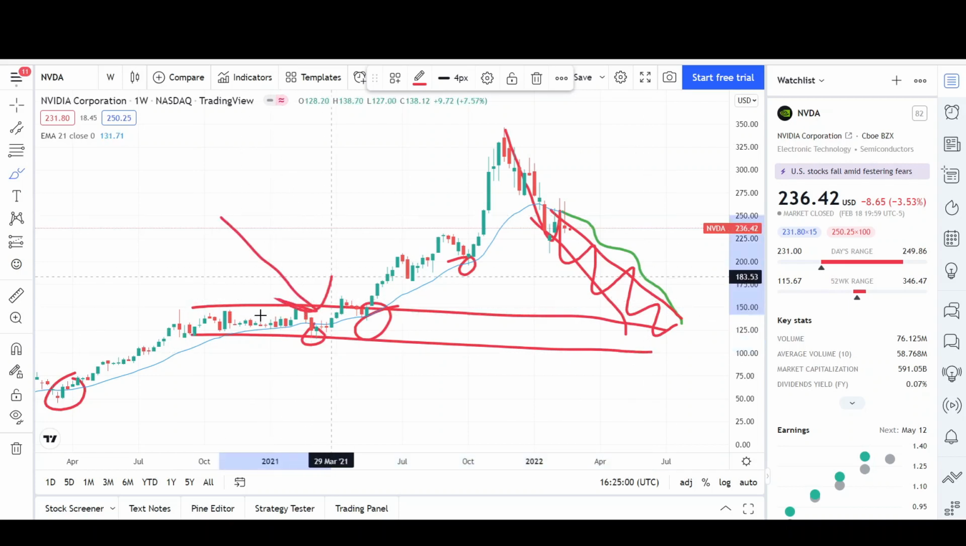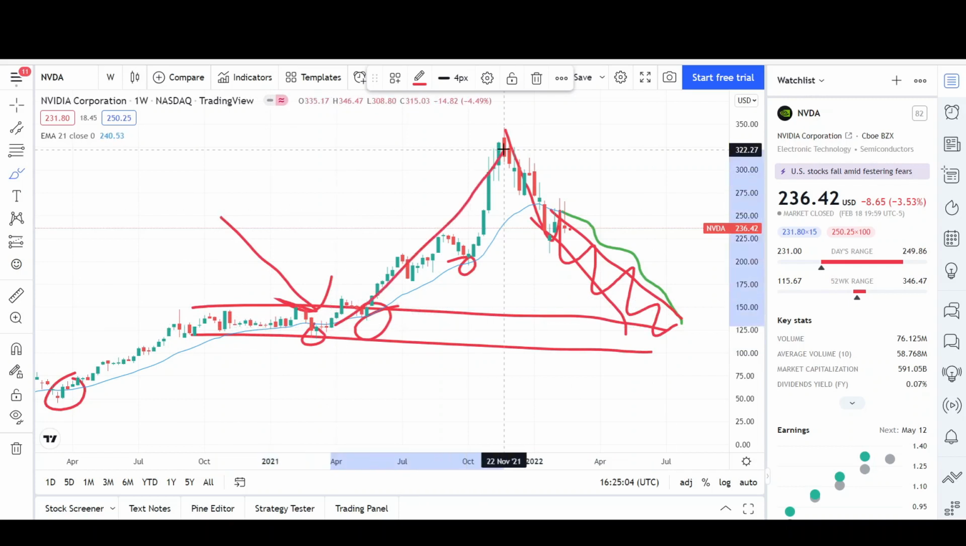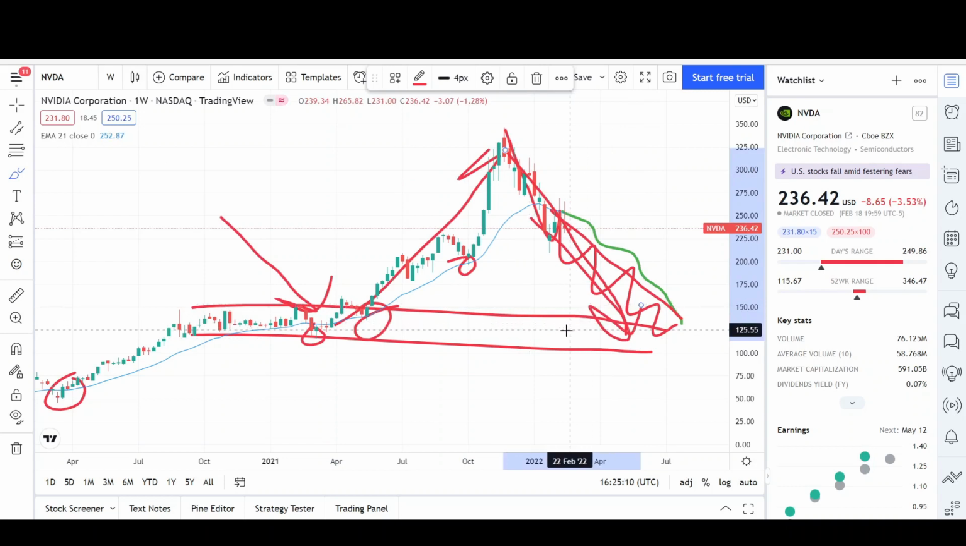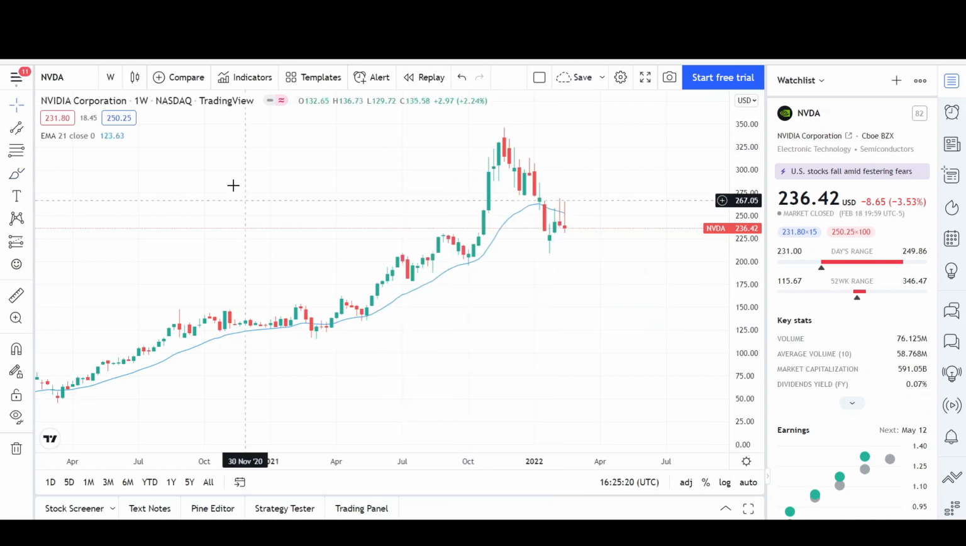So it looks like NVIDIA is probably going to be coming back to this base like I showed you over here. This is kind of where a lot of support was built before this huge up move. So it looks like we could potentially come back into that base or this range and see if we find some support here, or we just start consolidating again once we come back in here. So it's just a waiting game, but as of right now, the chart looks very different than what it did previously.